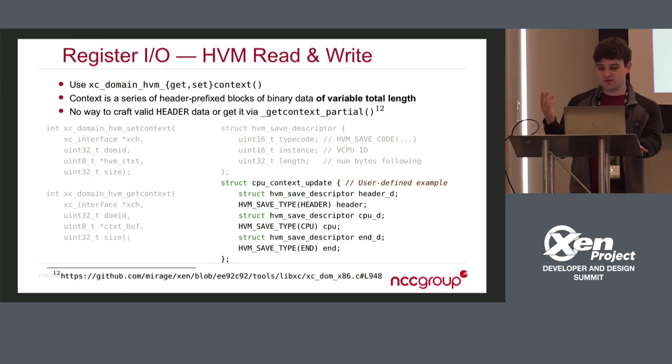We have a save descriptor, which basically would have a type code of HVM save code header, which would say, okay, here's the header data, followed by the actual header data, which is sort of a meta header that says, here's the start of the context packet, followed by register data, and then followed by an end descriptor, which says, here's the end of the packet.